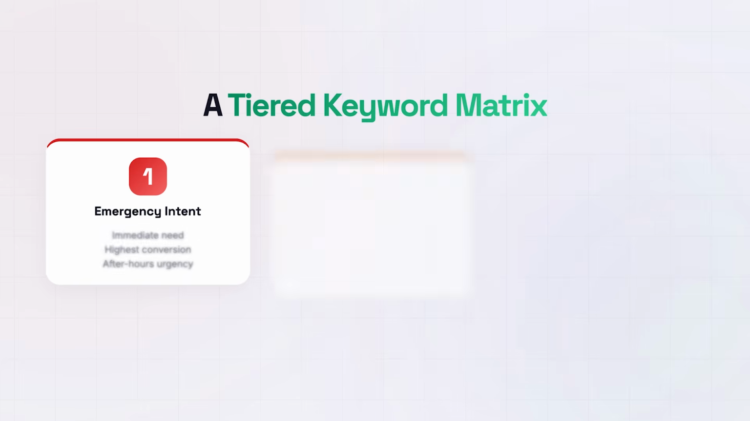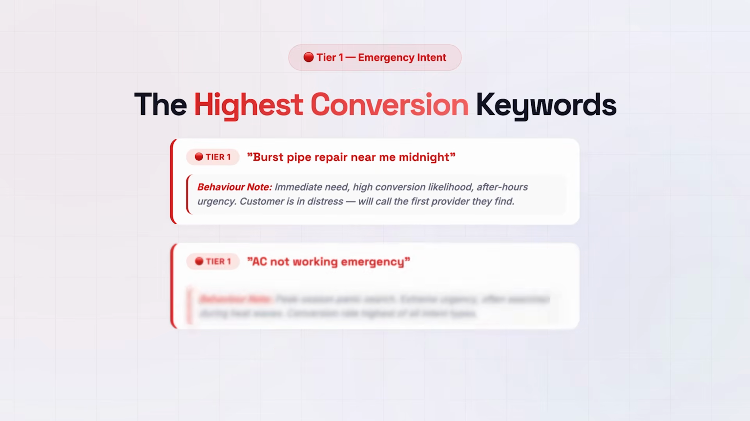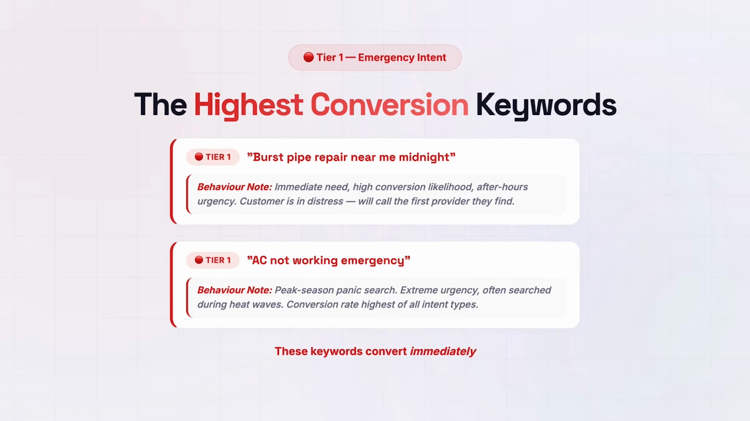That instruction gives you a tiered keyword matrix that shows the client exactly what each phrase means in terms of customer behavior. Burst pipe repair near me midnight goes in tier 1 with a note that says immediate need, high conversion likelihood, after hours urgency. That is a deliverable someone pays you for, not a spreadsheet someone ignores.